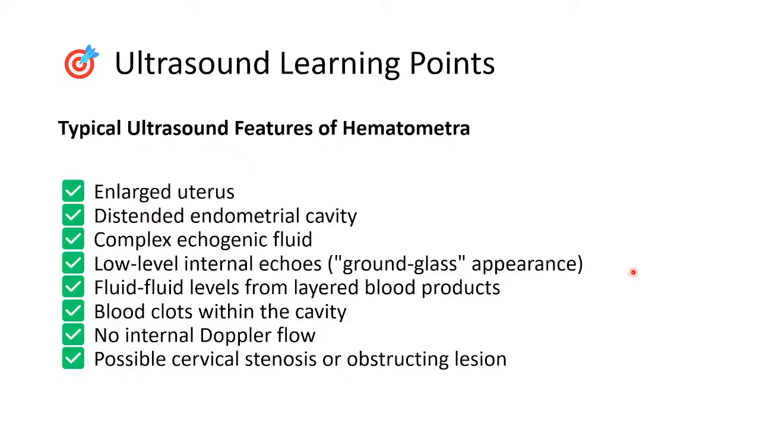So you normally see that there will be different layers within the endometrial cavity when there is hematometria due to different ages of blood collecting, old blood, new blood that is accumulating. So they will have different layers. So blood clots within the cavity. So the clots can also form. Then no internal Doppler flow. And then possible cervical stenosis or obstructing lesion. So you can see a stenosis or lesion that is obstructing the cervix on ultrasound.